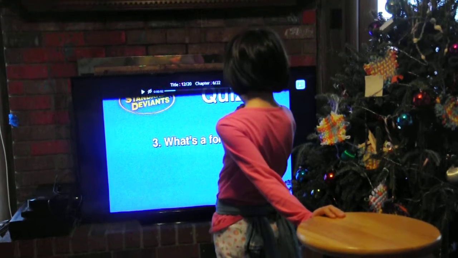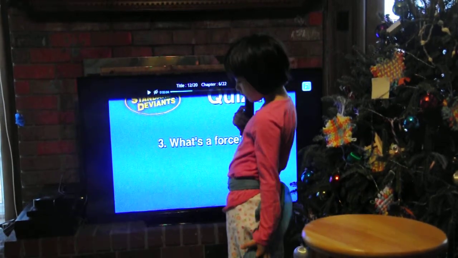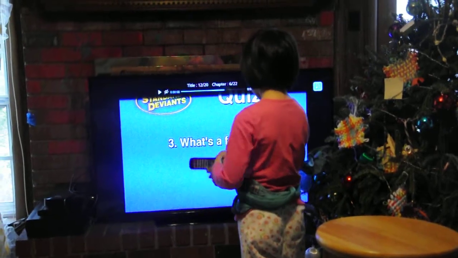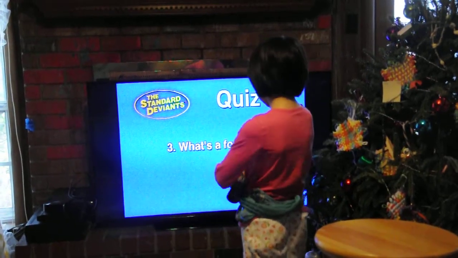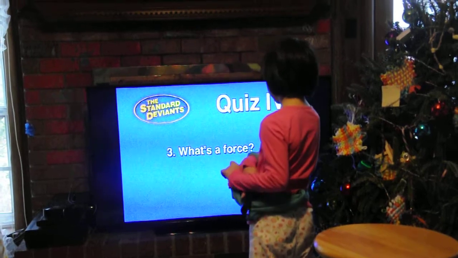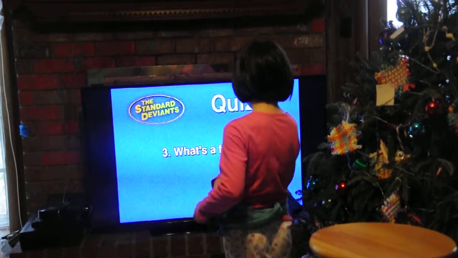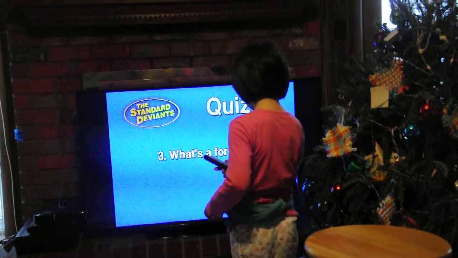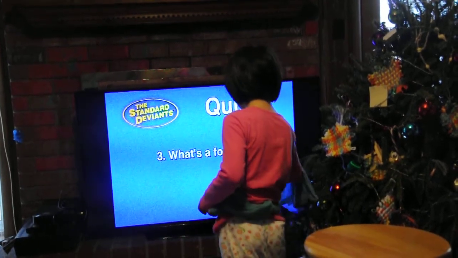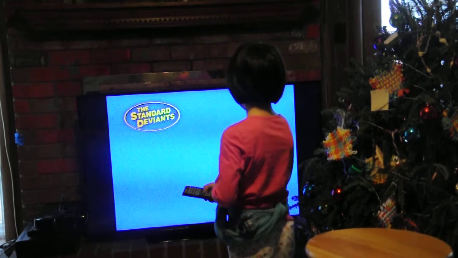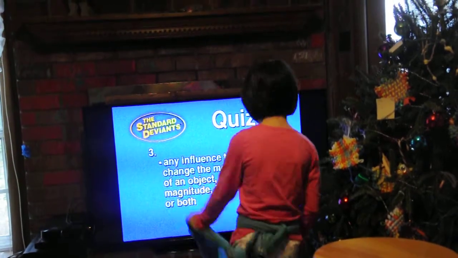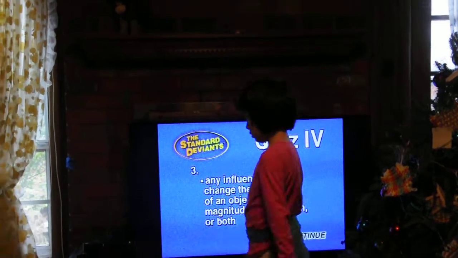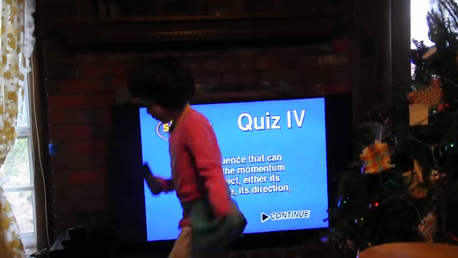Number 3. What's a force? A force is an influence from the outside on objects that can affect their momentum, magnitude, or both. Or maybe not momentum. A force is any influence that can change the momentum of an object, either its magnitude, its direction, or both.